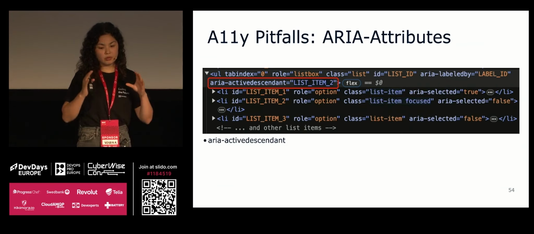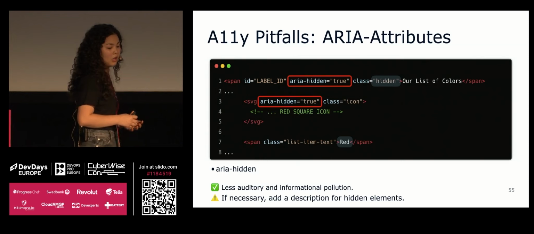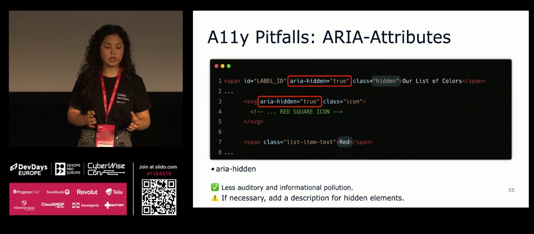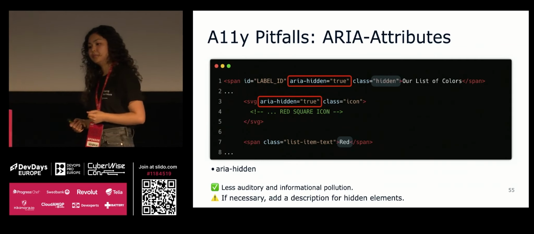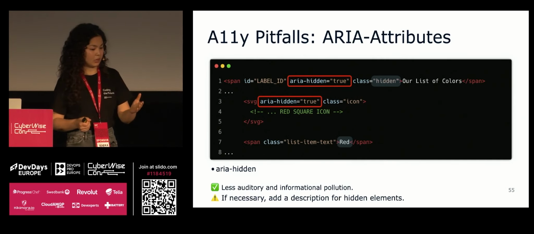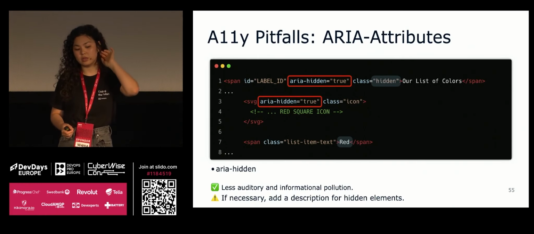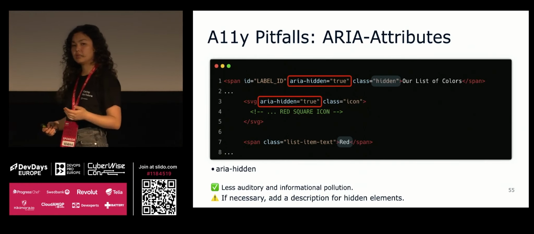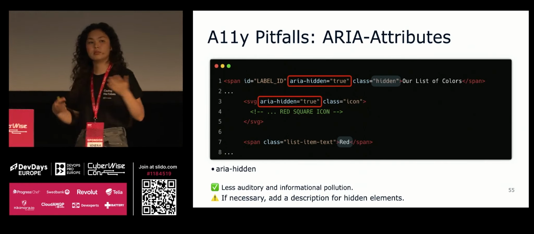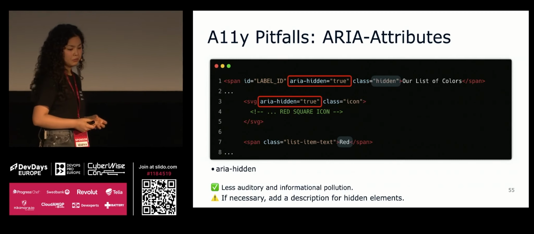And lastly, ARIA hidden true is very useful to hide all of the auditory and informational pollution. In this situation, I'm hiding our list of colors, because otherwise the screen reader will read it duplicated and we don't need that. So it is less auditory pollution. And I'm also hiding the label using a CSS class because, as I said previously, sighted users don't need any context, so it will be less visual pollution.